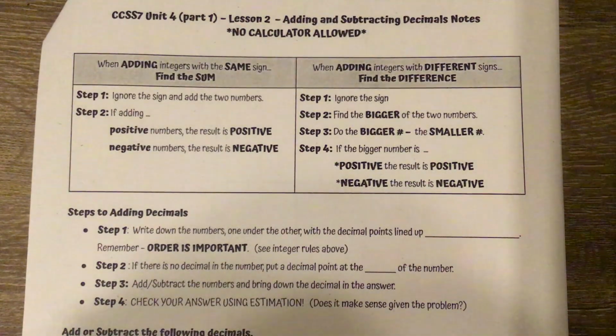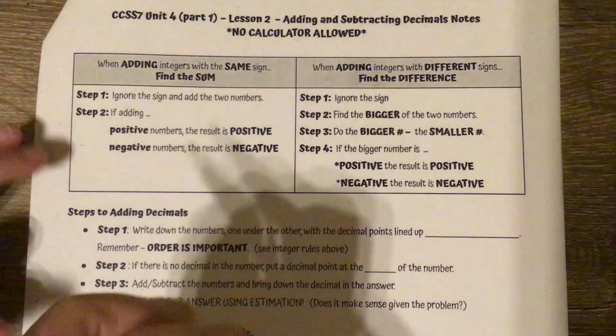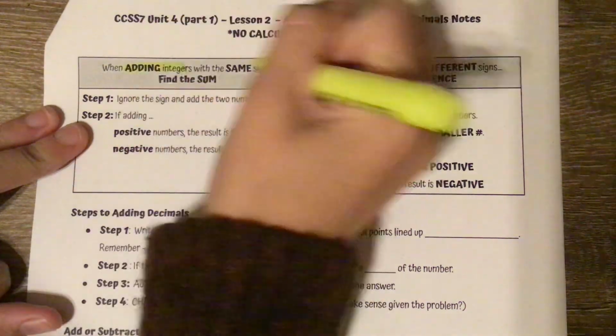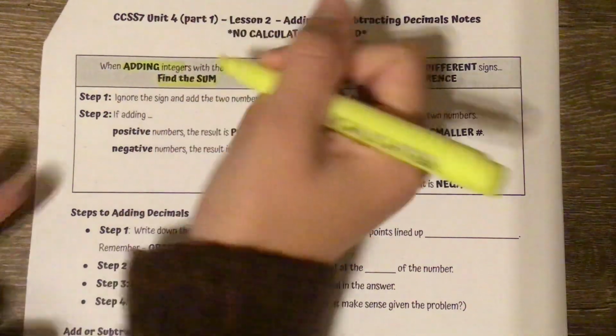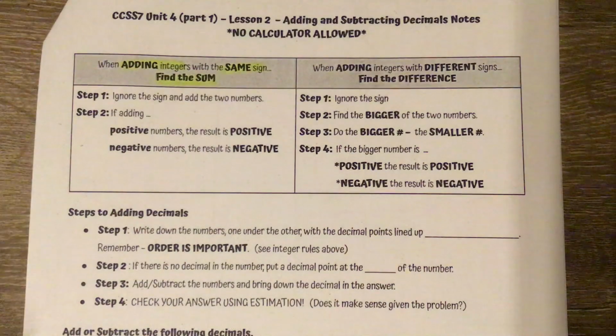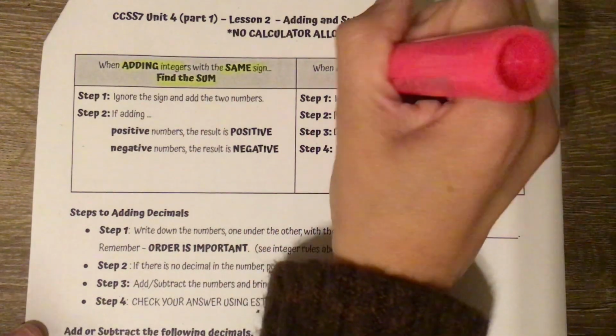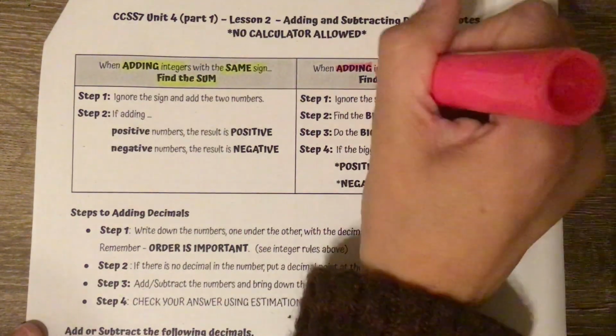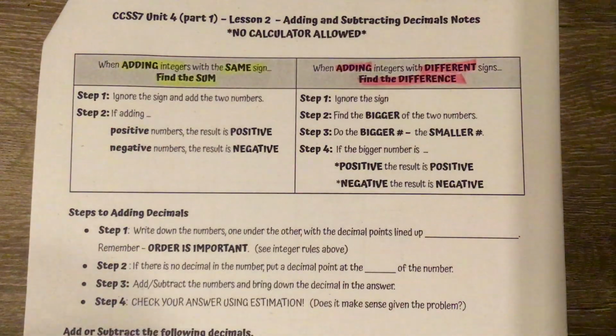All right, so we're going to be looking at adding and subtracting decimals. What we have to remember here is the integer rules. If you are adding integers with the same sign, we find the sum, so a negative plus a negative or a positive plus a positive. But if we are adding with different signs, we find the difference, so a positive and a negative or a negative and a positive. Okay?